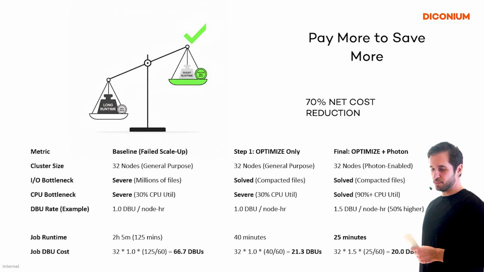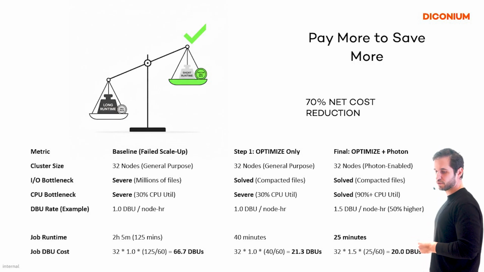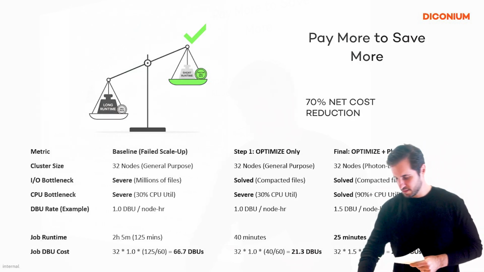This shows the cheapest hourly rate is not always the best choice. Total cost of ownership depends on efficiency, not just the list price.